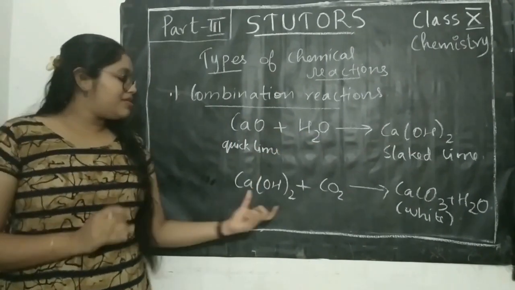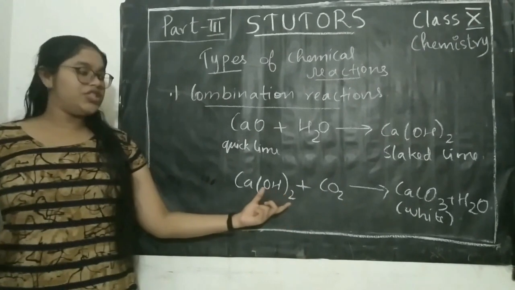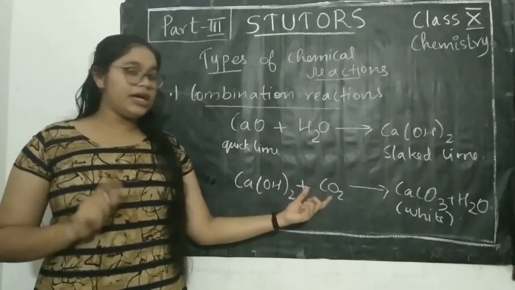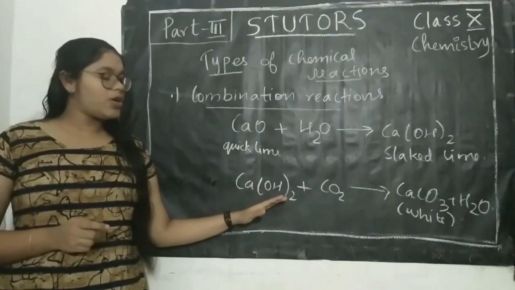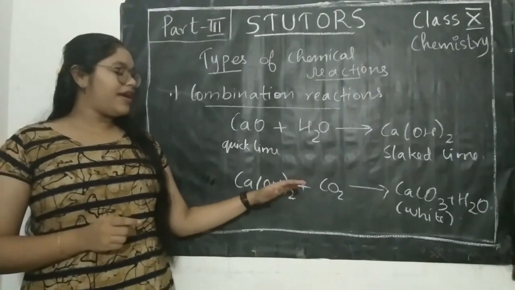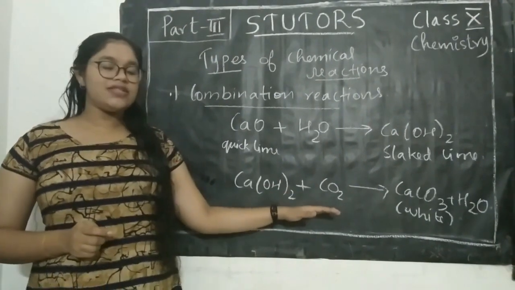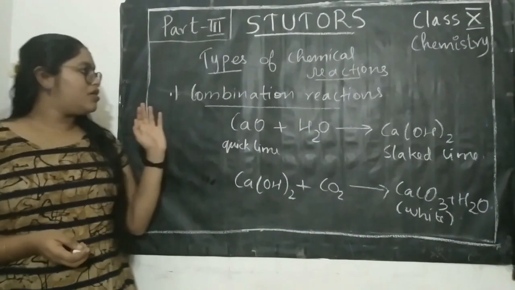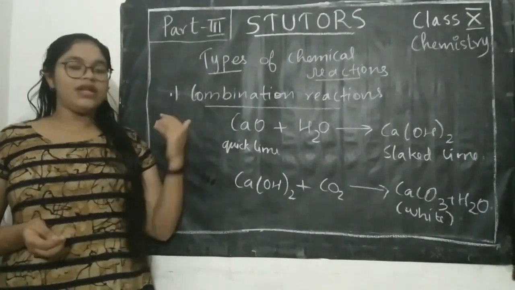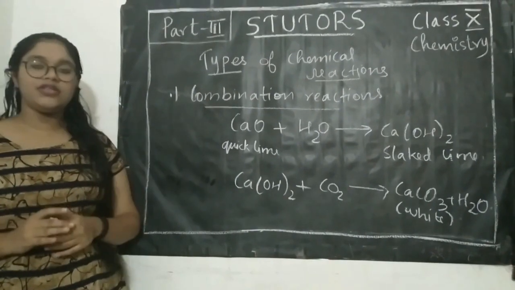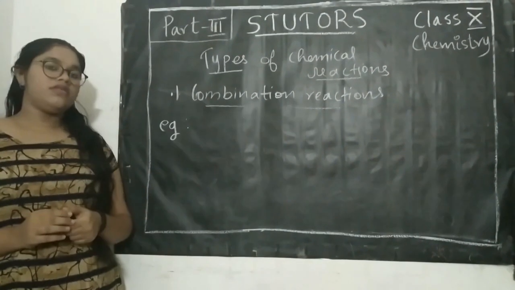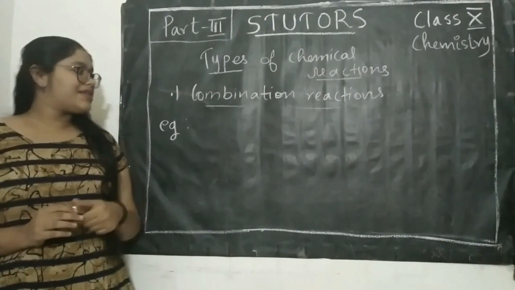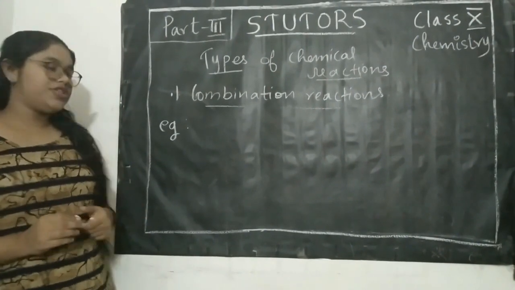And remember that this second equation is not a combination reaction. It's an example of a double displacement reaction. I just wrote this equation to give an idea of the reaction that is taking place in the process of whitewashing of walls. Hence, this is all about the first example. Now, let's discuss some more examples under combination reactions.